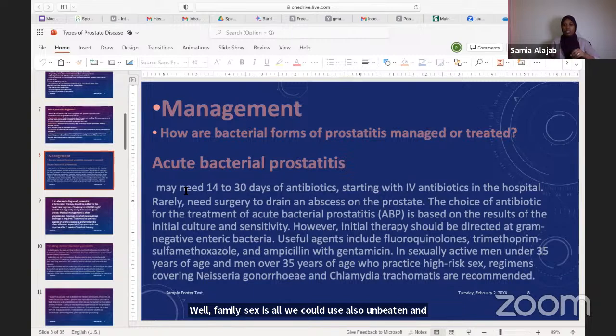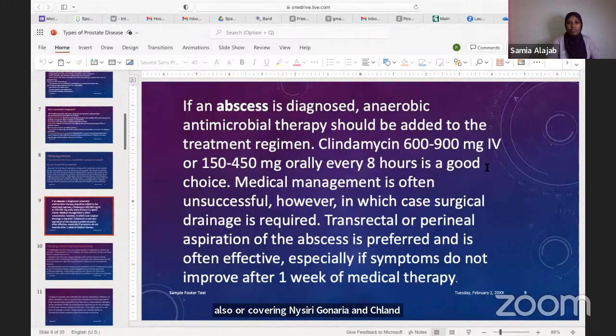And definitely in sexually active men under 35, or any patient over 35 but you are considering him, or who is practicing high-risk sex, we should consider also covering Neisseria gonorrhoeae and Chlamydia trachomatis. So, as we said, in case we have an abscess, we have to do surgical drainage, and again we have to add antimicrobial therapy like clindamycin.